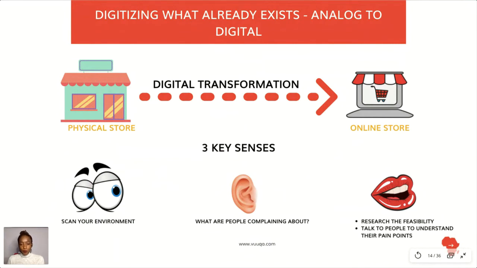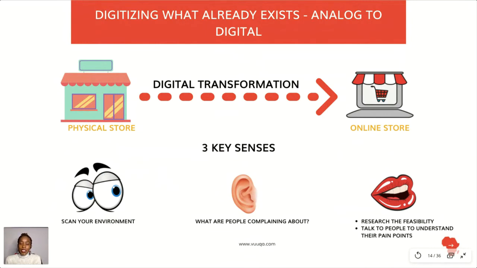So for you, when you're thinking about what kind of solution you can come up with, you want to think also about what's analog. And to do this, you want to use your 3 key senses. This is something that would sound pretty obvious, but really just look around you, at your daily experiences, the experience of the people around you. What are you seeing? Where are you finding out that there are gaps?